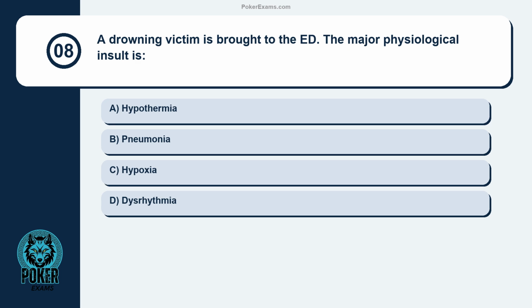Question 8. A drowning victim is brought to the ED. The major physiological insult is hypothermia, pneumonia, hypoxia, dysrhythmia.